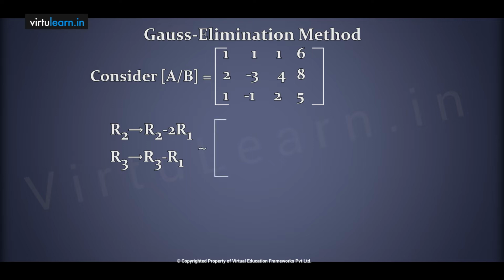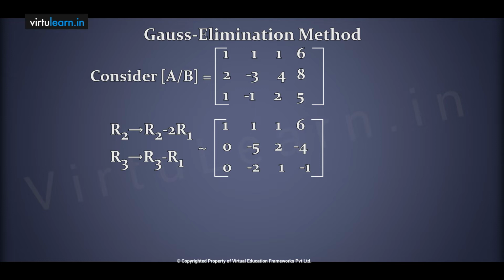The first row I am writing as it is: 1, 1, 1, 6. Second row: 2 - 2 = 0, -3 - 2 = -5, 4 - 2 = 2, 8 - 12 = -4. Next, third row, R3 changes as R3 - R1: 1 - 1 = 0, -1 - 1 = -2, 2 - 1 = 1, 5 - 6 = -1.